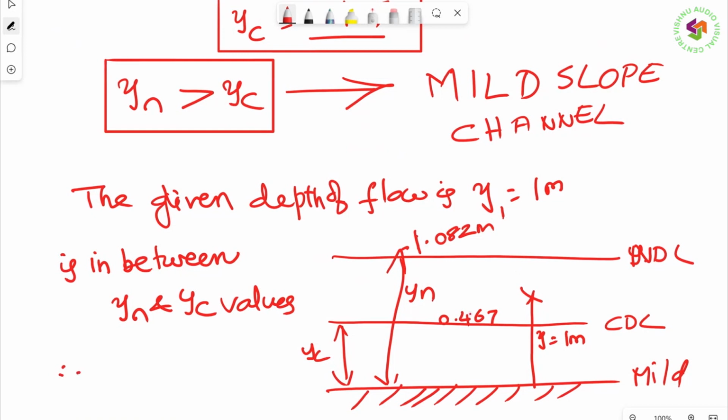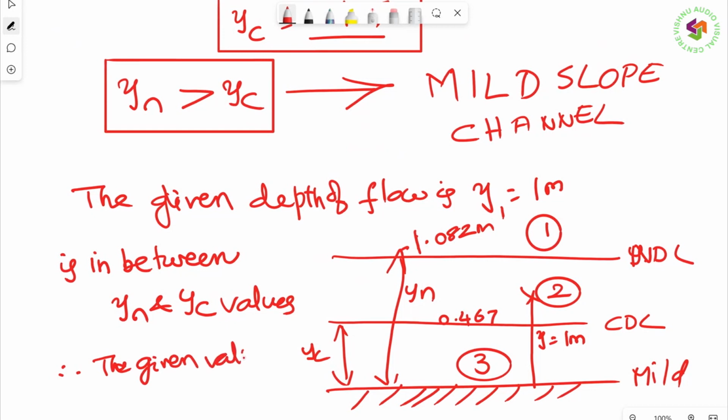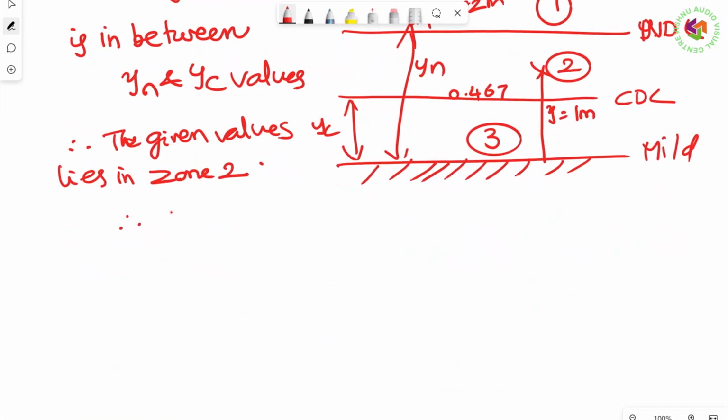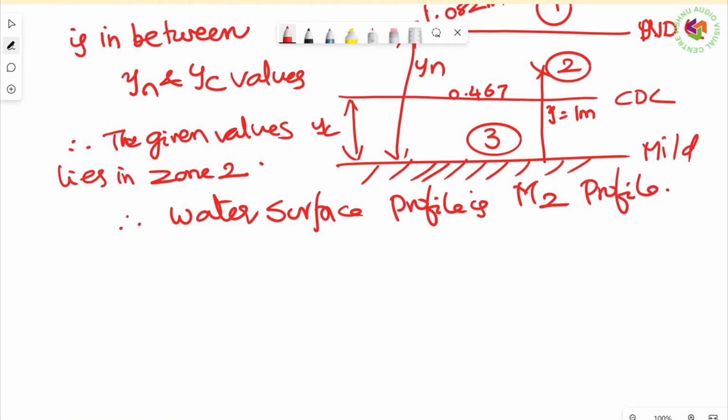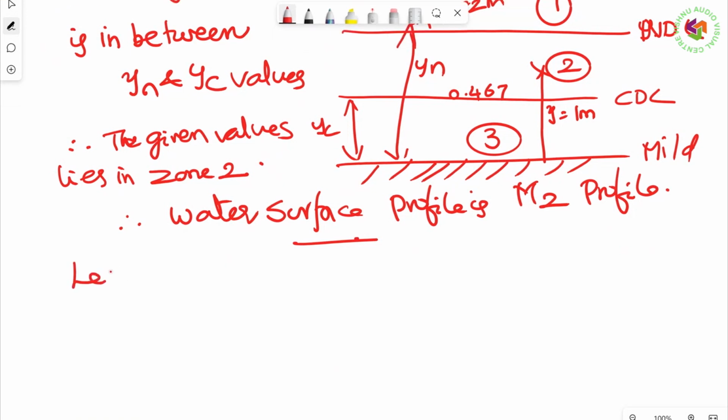Therefore, this region is what we call zone 1, zone 2, zone 3. So now whatever the value that is given, in which zone does it lie? Naturally, the given value lies in zone 2. Therefore, water surface profile is M2 profile. This is second. Now come to the original point. Find out what is the length.